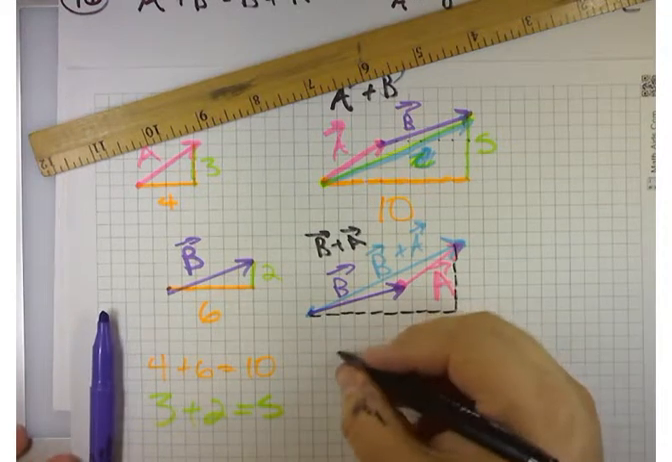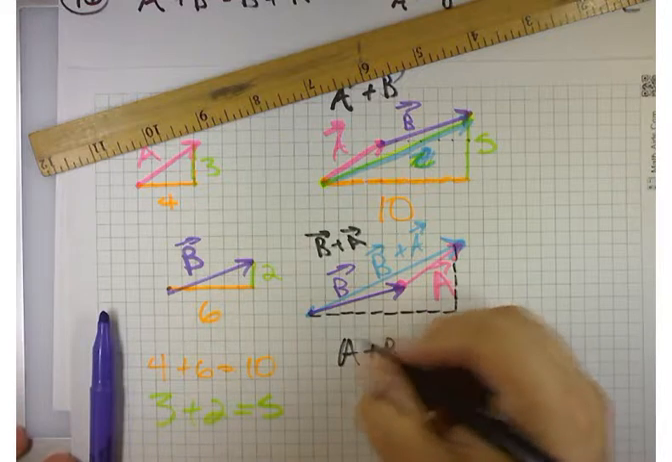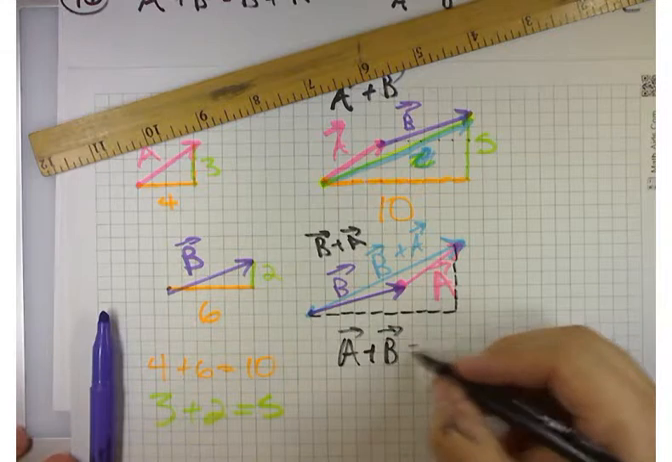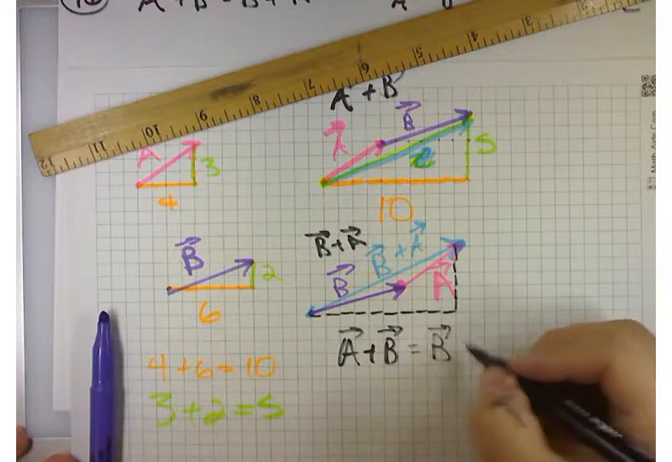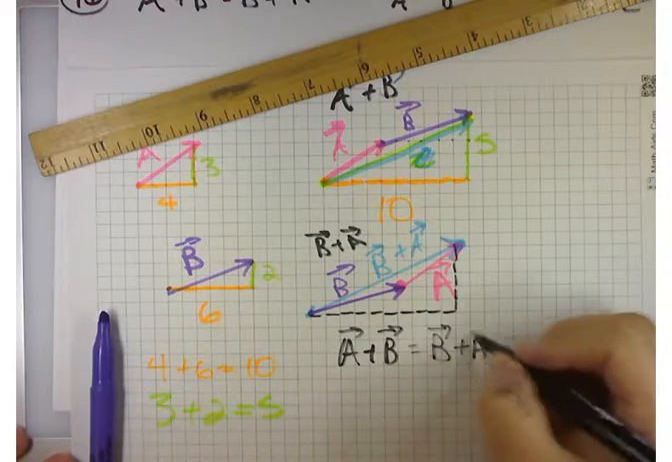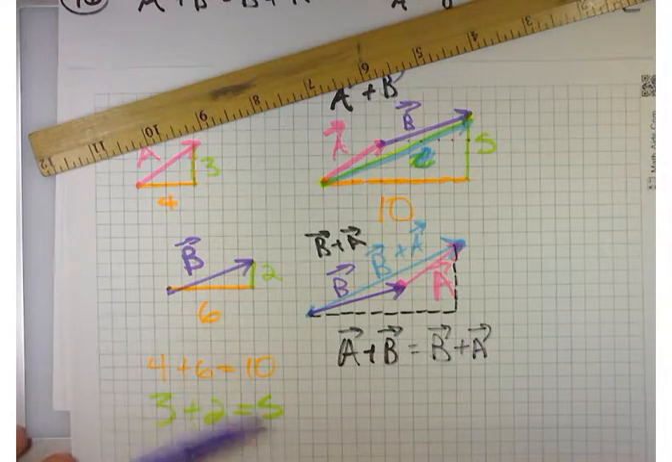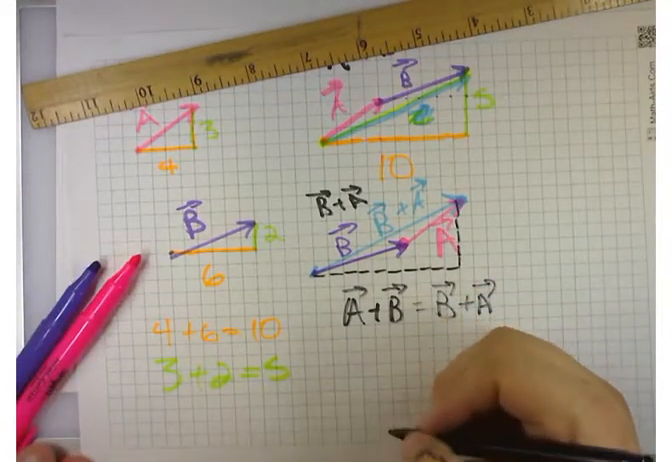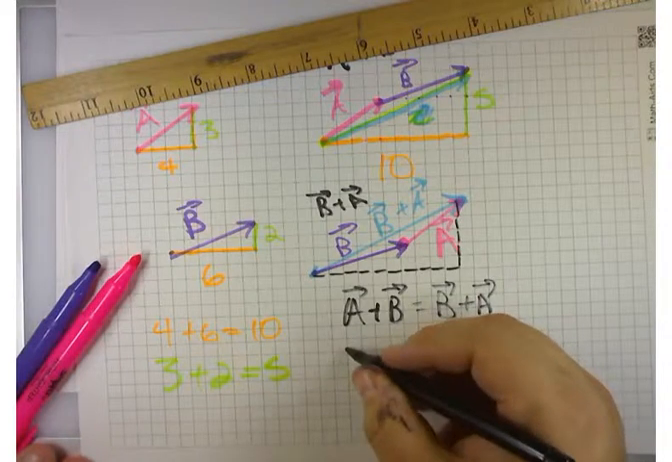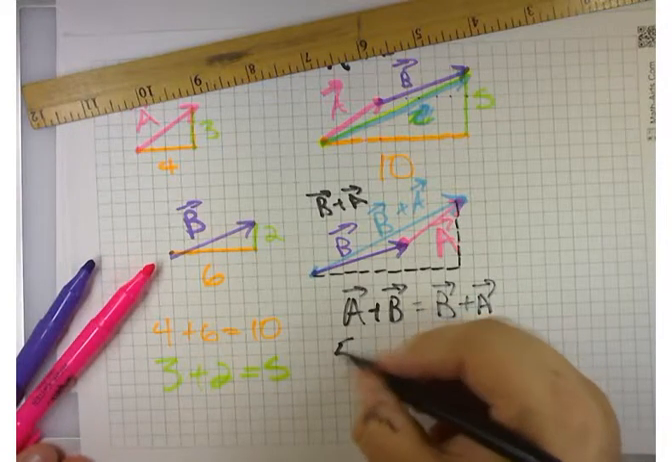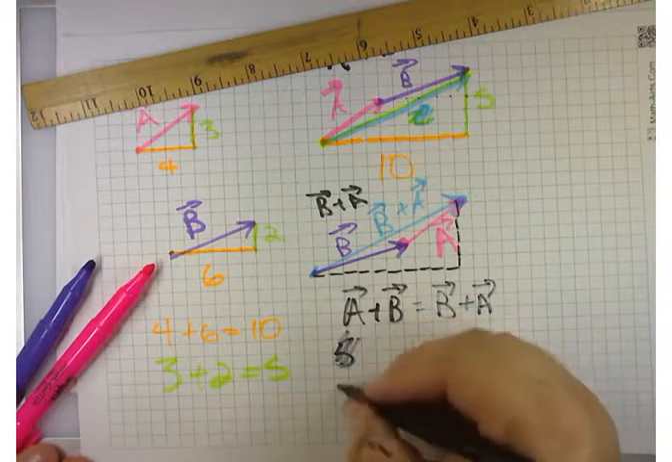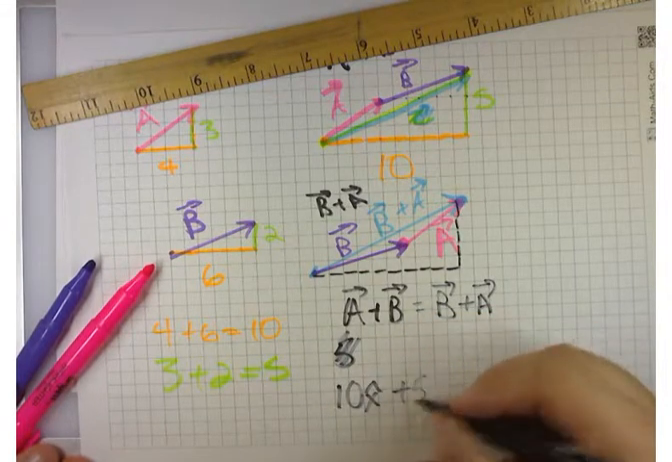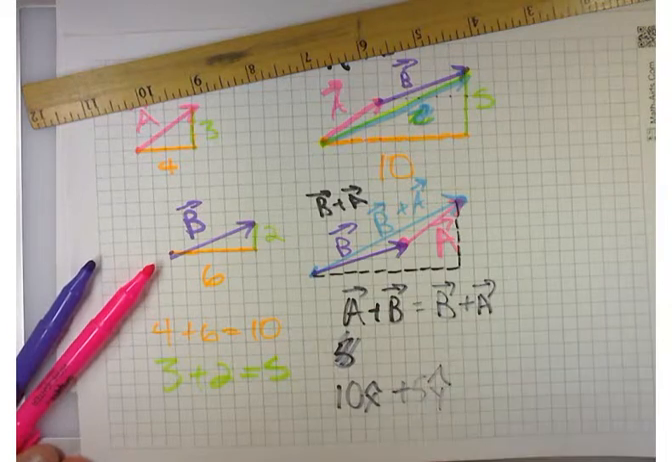So for A plus B, that is the same as B plus A. Do you see what I did there? And how did I do that? Well, one way I could write it is that this had an x hat. So in other words, we had 10 x hat plus 5 y hat, right? That's the dimensions that we had.